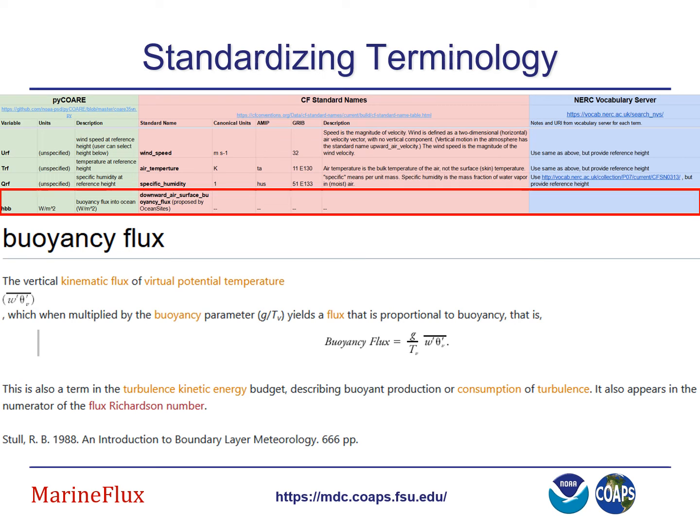This is one of many variables that does not have a corresponding entry in the CF standard name table, but is important enough to propose adding. So the standard name, downward air surface buoyancy flux, is being proposed by OceanSITES.